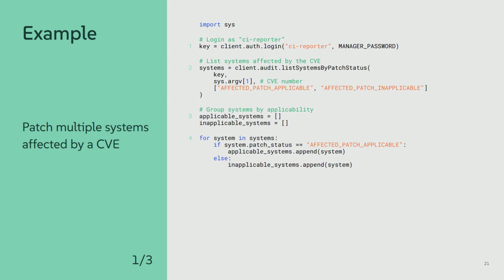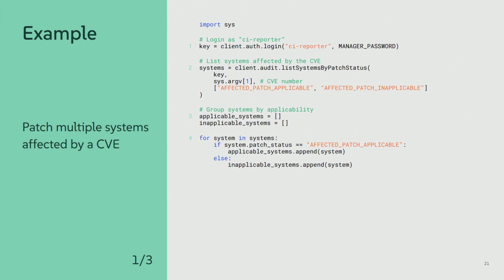So what I want to do here is that I have a CVE number, and I want to be able to patch every system I can register to MLM with a single piece of code. So what I'm doing first here is the second step. I'm calling audit.listSystemsByPatchStatus. So this gives me a list of systems in different groups of patching status.